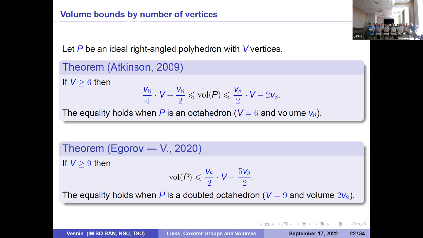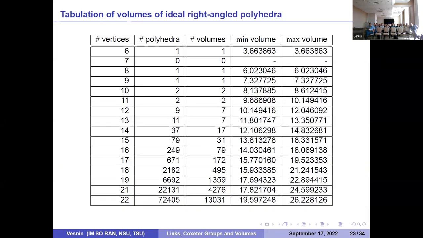So this is the upper bound, and really we calculated a lot of volumes. We tabulated all these volumes. The first column is the number of vertices, the next column is the number of polyhedra, and the next column is how many different volumes there are. So you see, sometimes, for example if the number is 22, you have 72,000 polyhedra, but only 13,000 different values. And those are the minimal and maximal volumes in these families.